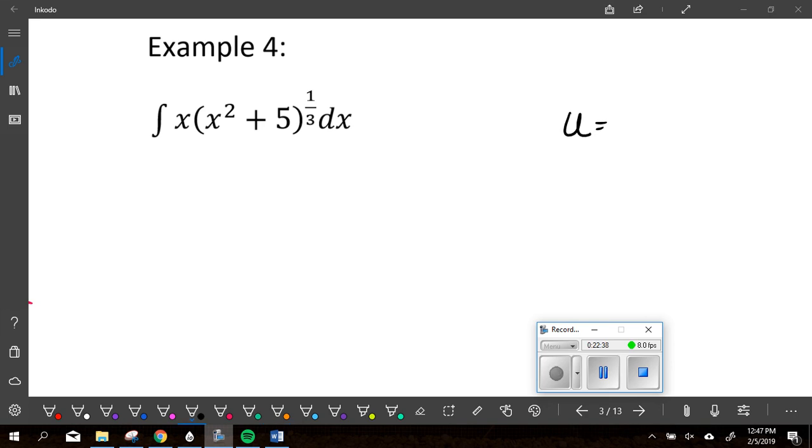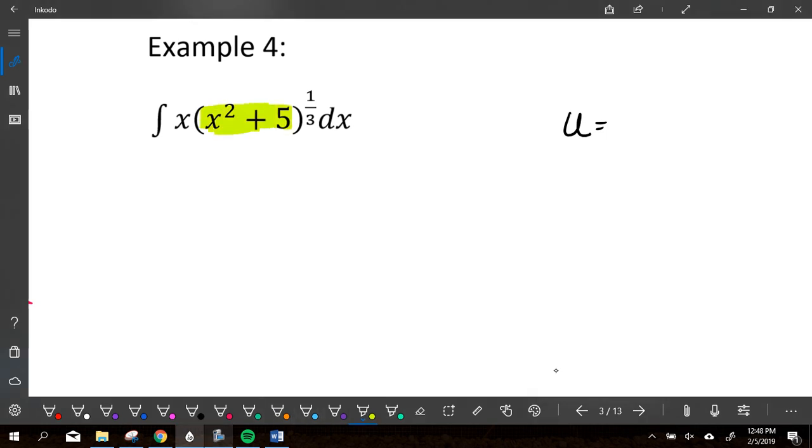A reminder, when we're looking for u, it's the most complicated portion. The baby, the thing inside of parentheses. So it's not the x that is our u here. Our u is going to be the stuff inside the parentheses: x squared plus 5. The hardest part about any of these problems is identifying u. If you can figure out who u is, then you're going to be a lot better off in life and in calculus. X squared plus 5 goes there.